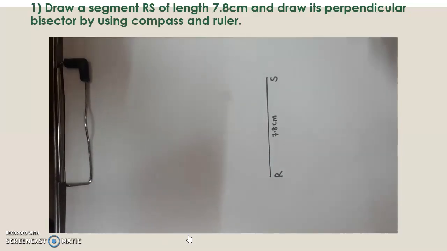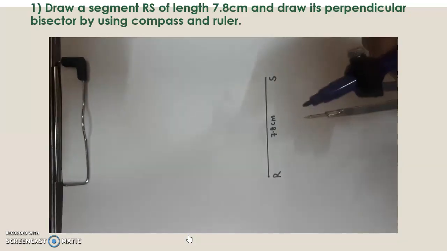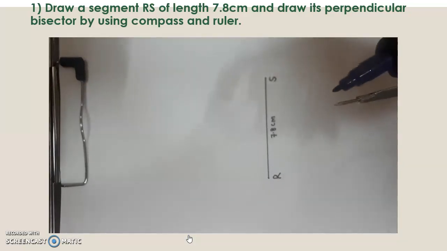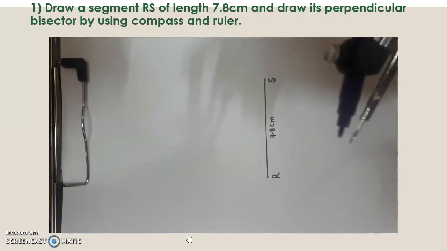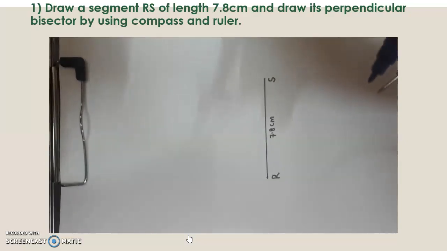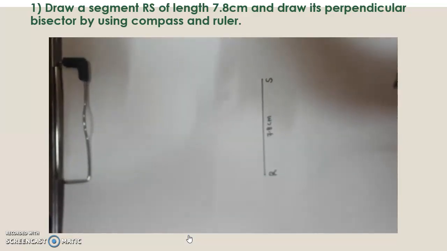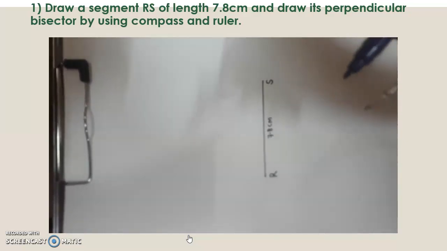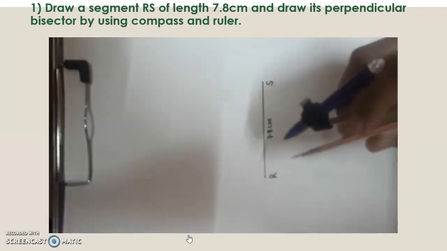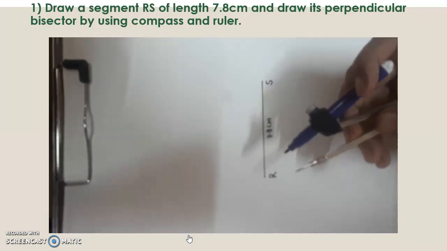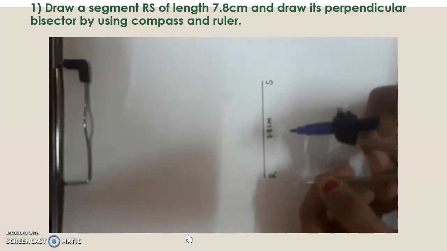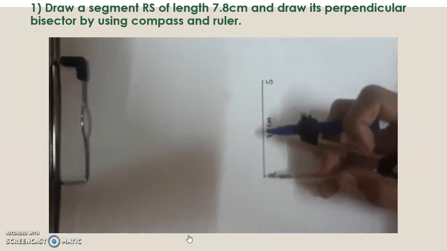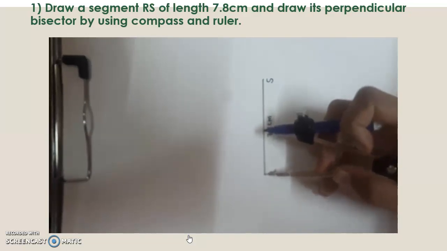So for this we will use a rounder. You already know how to insert a pencil in a rounder. Now I am using a sketch color so that the video is clearly visible to all. But you all have to use a pencil while doing these constructions. Now as it is a perpendicular bisector, we will keep the rounder on one point. So it's up to you, either you keep it on point R or S. You can keep it on any one point.